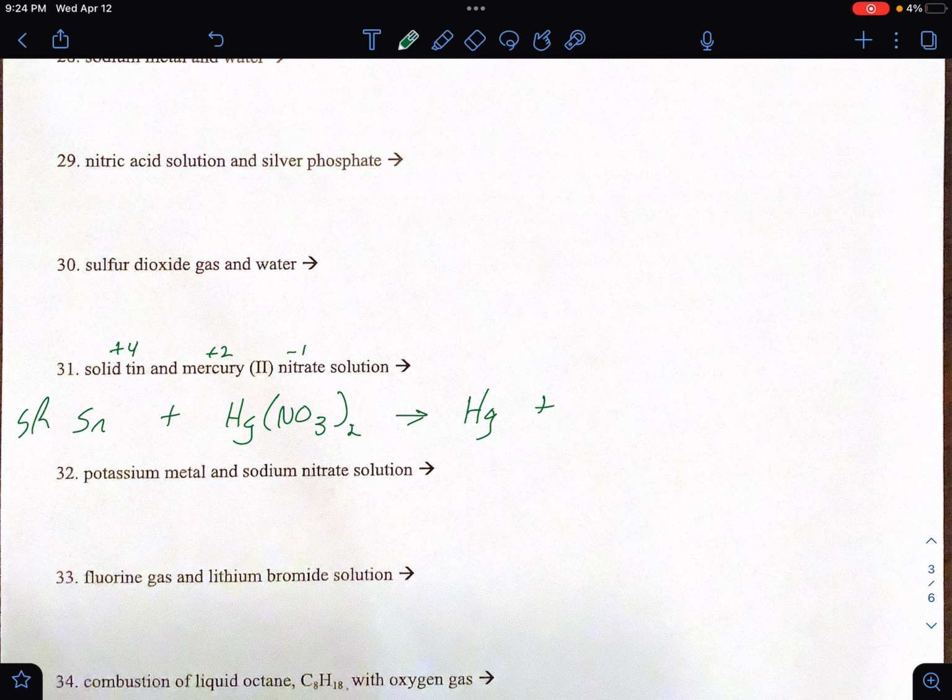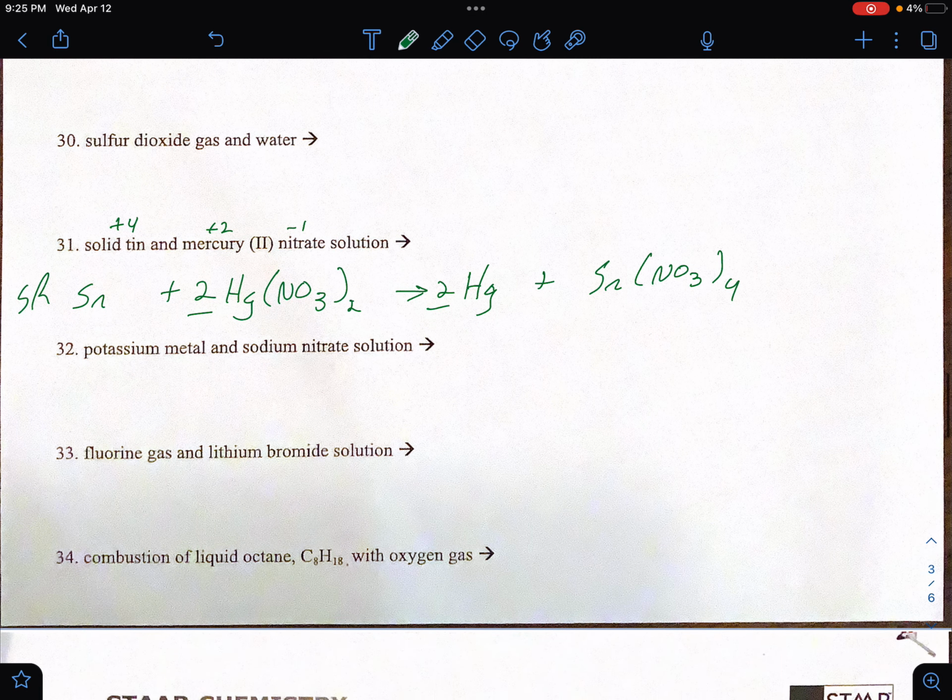So Hg is off on its own, and now tin is going to go with nitrate. So tin is a +4, nitrate's a -1, so this is going to be Sn(NO3)4. So I know this is not balanced. What I need to fix is my nitrates. I've got 4 on the right, 2 on the left, so I'm going to put a 2 on that Hg(NO3)2. That fixes the nitrates, but now my Hg's are off, so I'm going to put a 2 on the Hg on the right, and now I'm good.